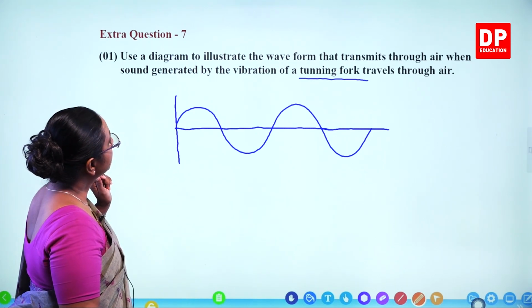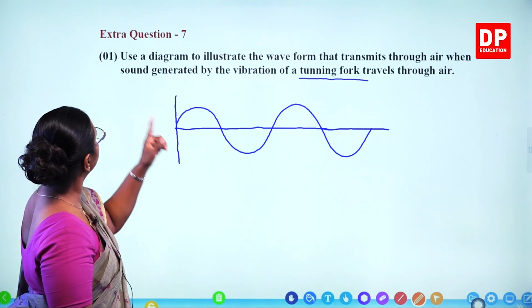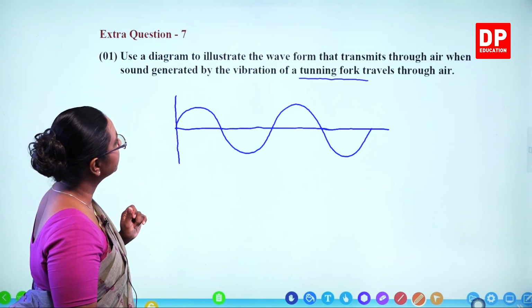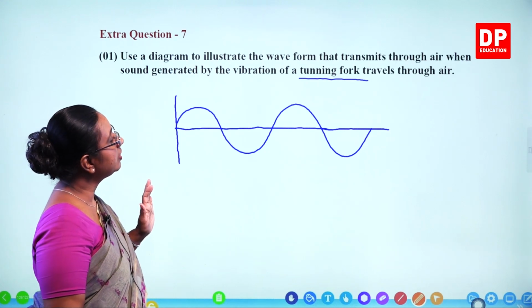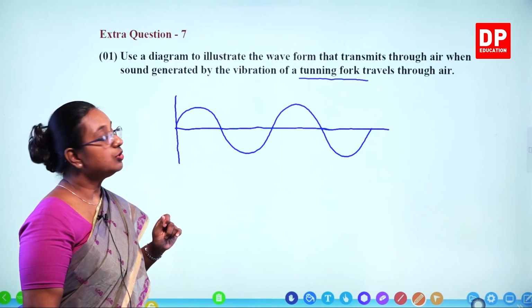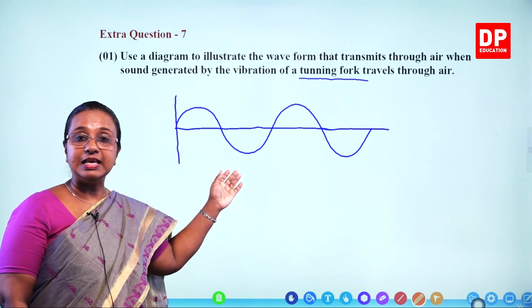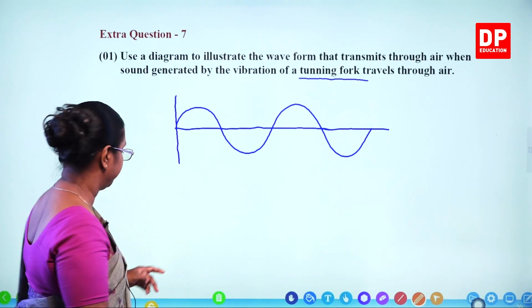Use a diagram to illustrate the waveform that transmits through air when sound generated by the vibration of a tuning fork travels through air. They only want you to show the waveform. So we don't have to label any physical quantities here.